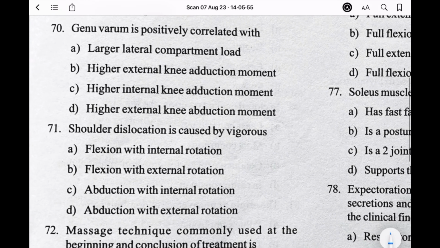Question number 70. Genu varum is positively correlated with. Options are A, larger lateral compartment load, B, higher external knee adduction moment, C, higher internal knee adduction moment, and D, higher external knee abduction moment. So the correct answer is D, higher external knee abduction moment.